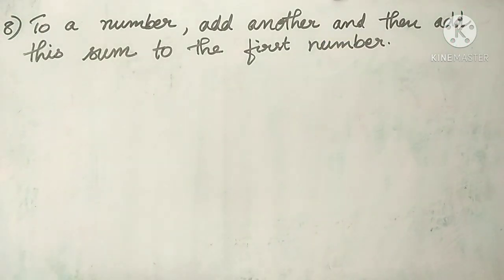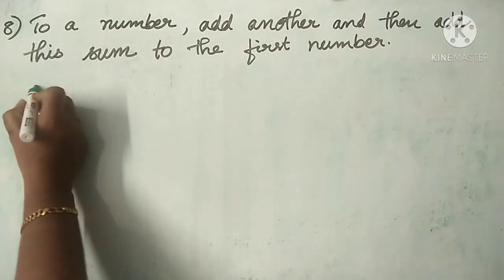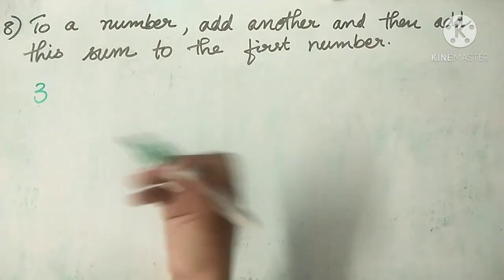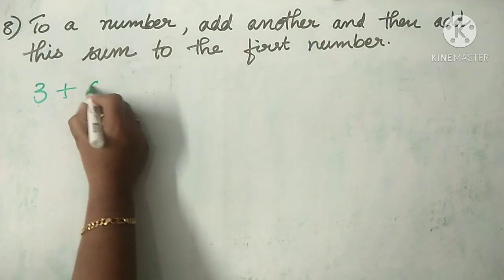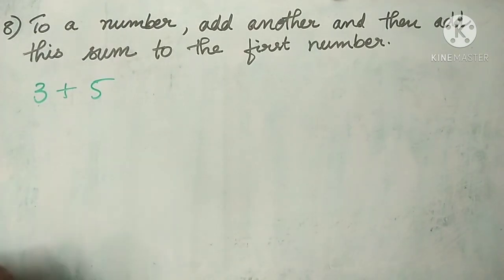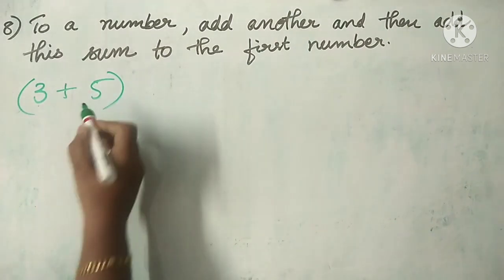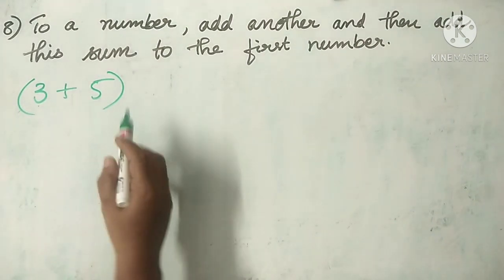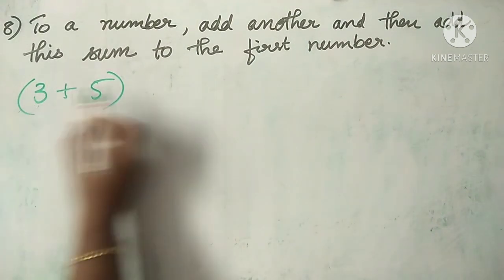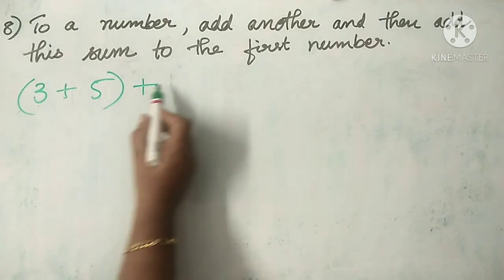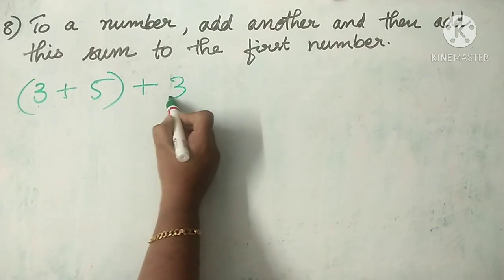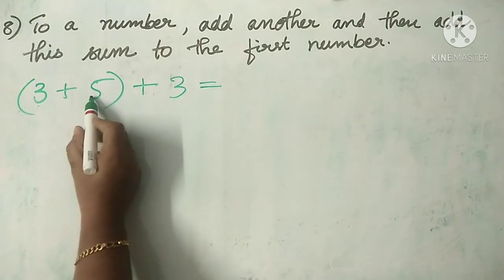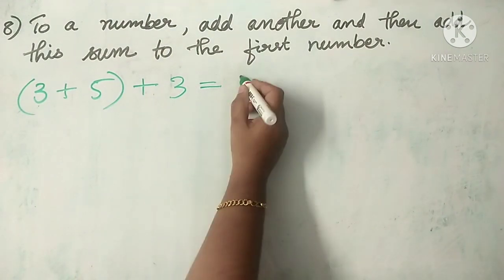Next question. To a number add another number, then add their sum to the first number. I am taking the first number as 3. To this number, add another number: I add 5. Then add the sum to the first number, 3. So what is the answer? 3 plus 5 is 8. 8 plus 3 is 11.